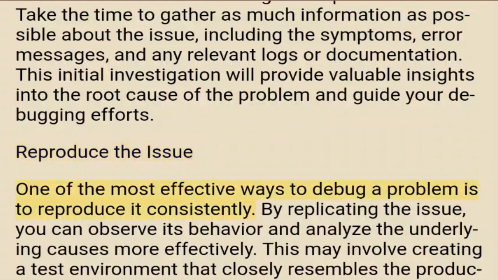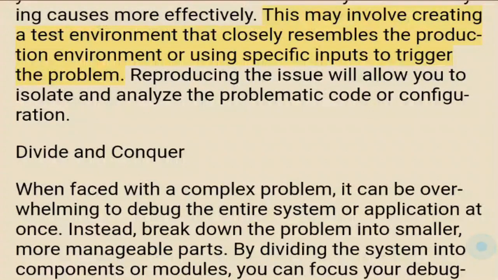Reproduce the issue. One of the most effective ways to debug a problem is to reproduce it consistently. By replicating the issue, you can observe its behavior and analyze the underlying causes more effectively. This may involve creating a test environment that closely resembles the production environment or using specific inputs to trigger the problem. Reproducing the issue will allow you to isolate and analyze the problematic code or configuration.